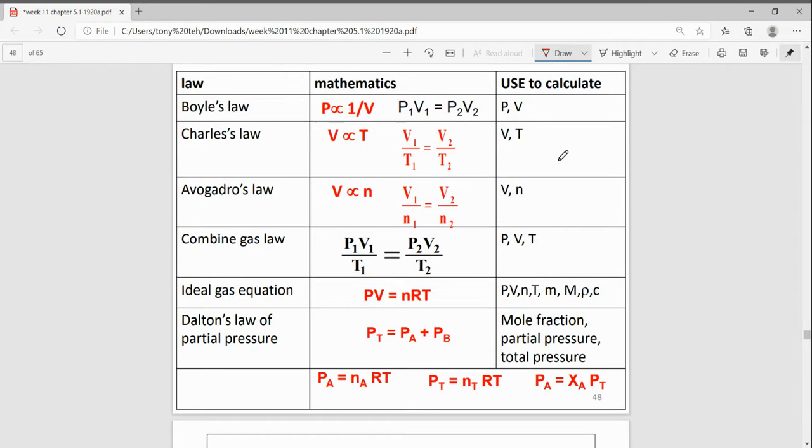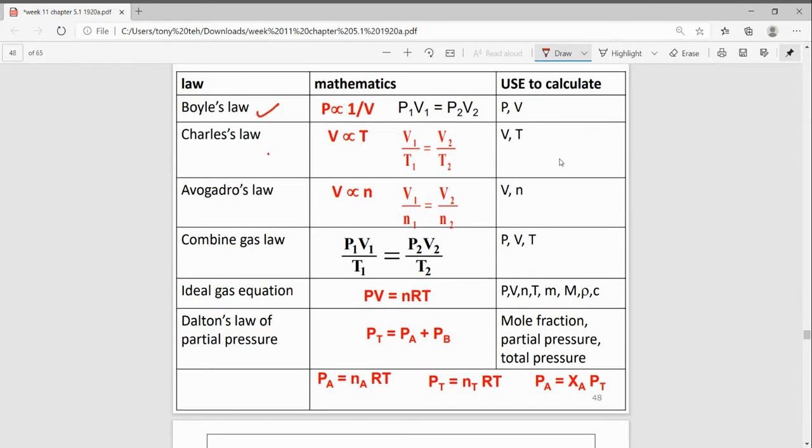Okay, so now the summary. We have learned Boyle's law, Charles' law, Avogadro's law, combined gas law, ideal gas equation, and also Dalton's law of partial pressure, which includes mole fraction. And don't forget, there's one more thing: if it's collection over water, then we know that atmospheric pressure equals P gas plus P water vapor. So that's all for all the gas laws that we are learning for this chapter.